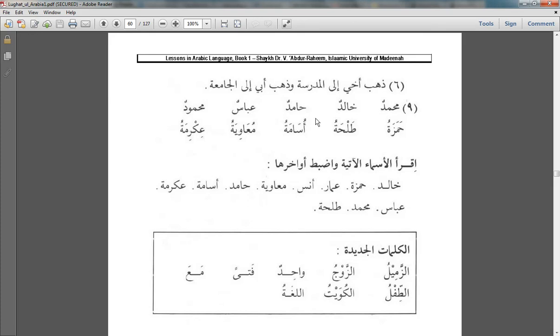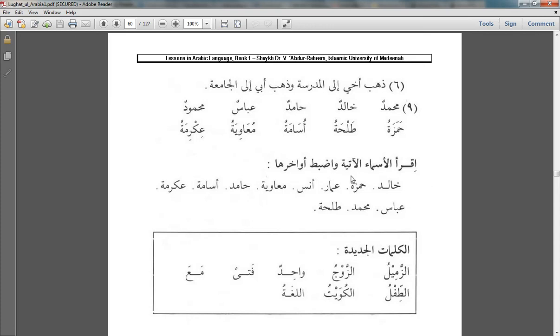محمد, خالد, حامد, عباس, محمود. These are regular names of people. Hamzatu, Talhatu, and the rest of the line. These are names that are masculine and they have a ta at the end of them, so they do not take tanween. So that's why they are mentioned here without a tanween. Instead of tanween, you give it only a regular dhamma.